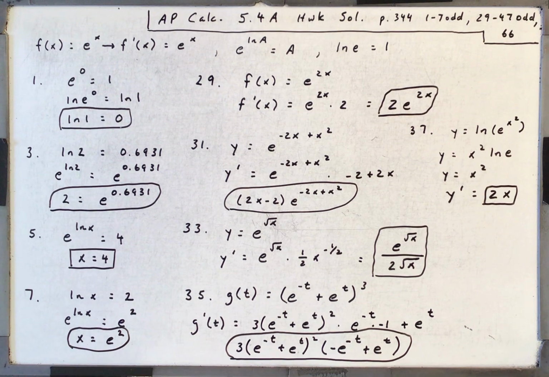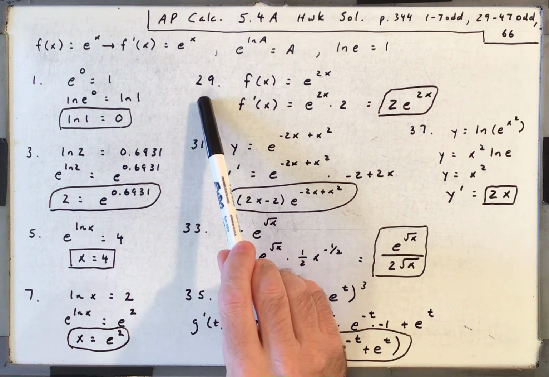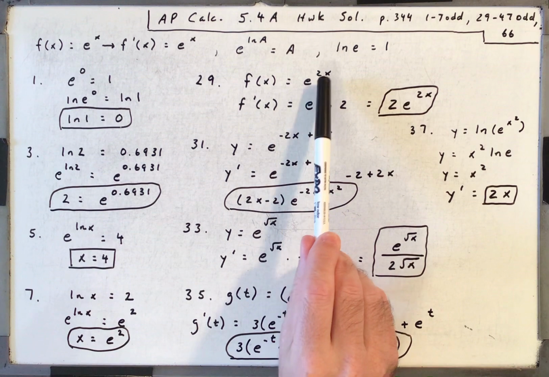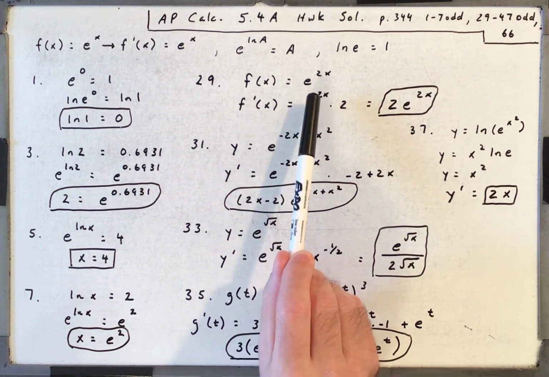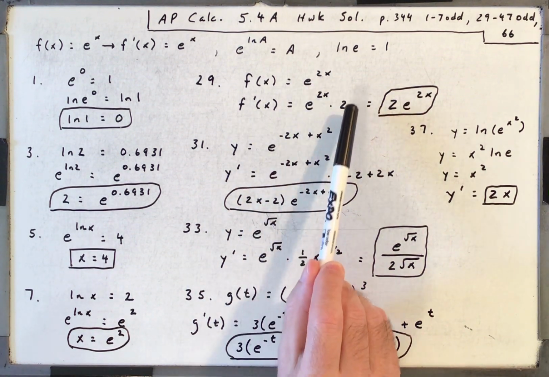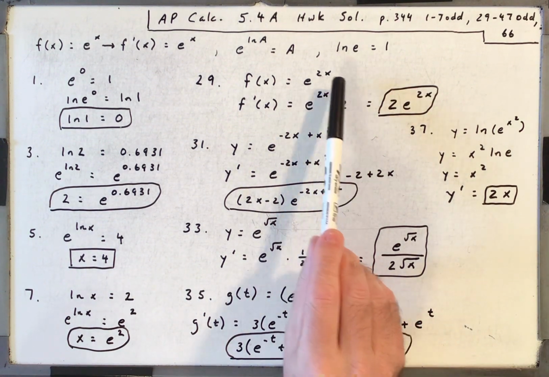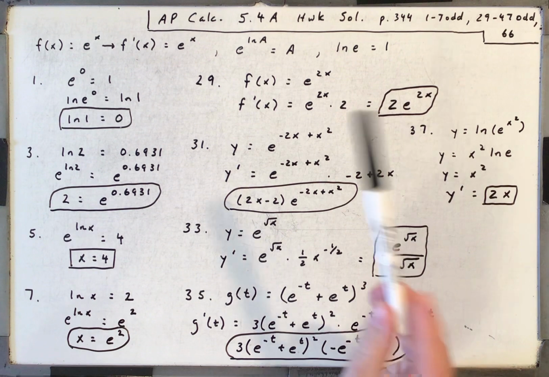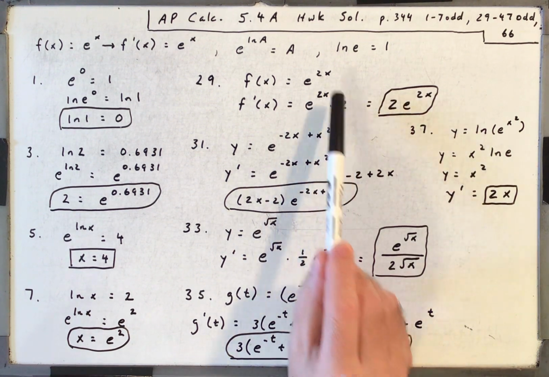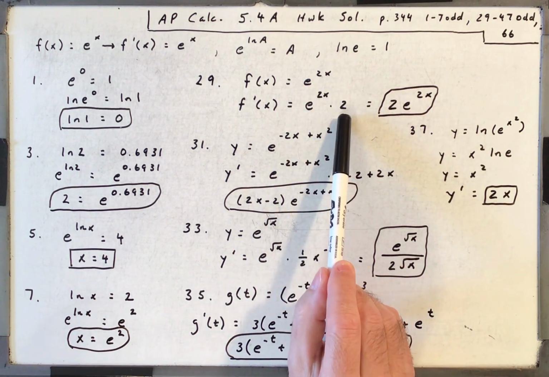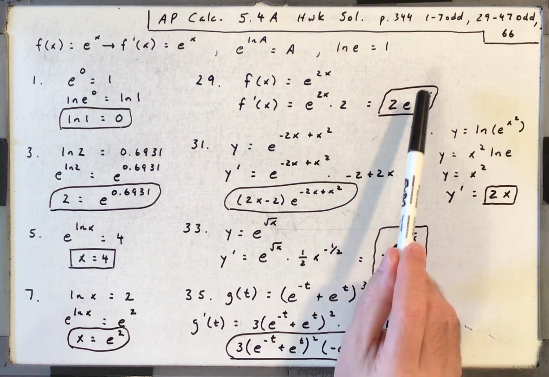All right, now we'll get into taking derivatives. So number 29, we have f of x is equal to e to the 2x. So the derivative would be e to the 2x times the derivative of the exponent. So think of that as a chain rule. It's kind of like times the derivative of the blob. So it's e to the 2x times the derivative of 2x, which is 2. So that'd be 2e to the 2x.